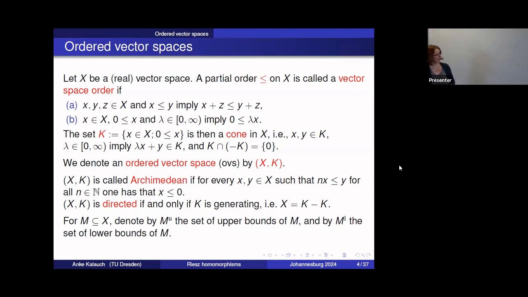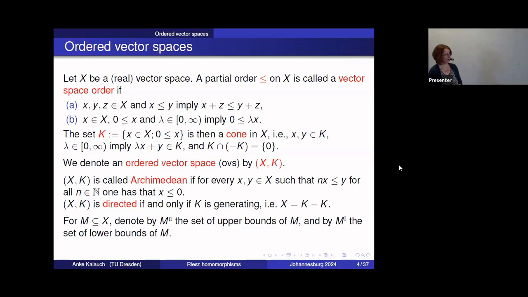Meaning that if I add two elements, then I stay in the cone. If I multiply with a positive scalar, then I stay in the cone. And it does not contain a linear subspace. So if I intersect it with minus K, then it's just 0. The vector space with such a cone, we call it an ordered vector space.